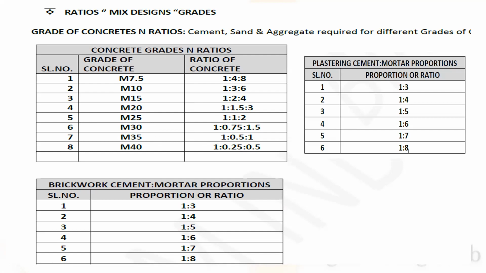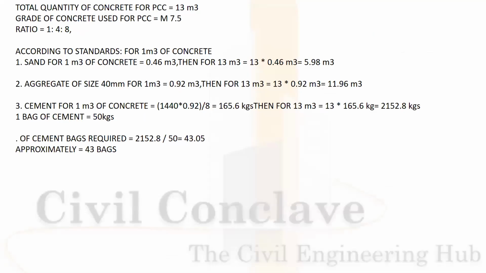Brick mortar ratios are 1:3, 1:4, 1:5, 1:6, 1:7, and 1:8. The same is applicable for plastering material also.